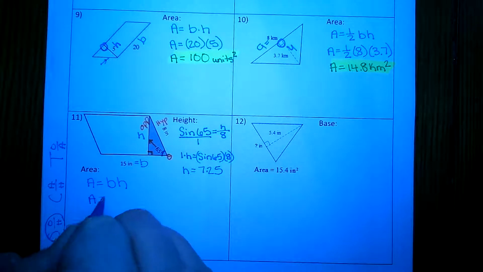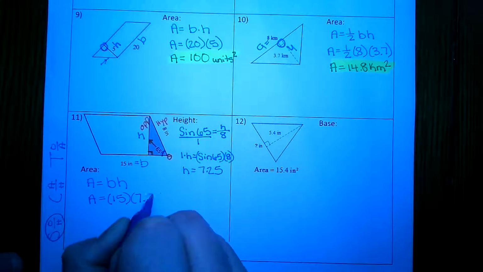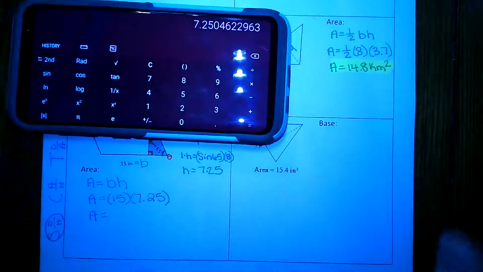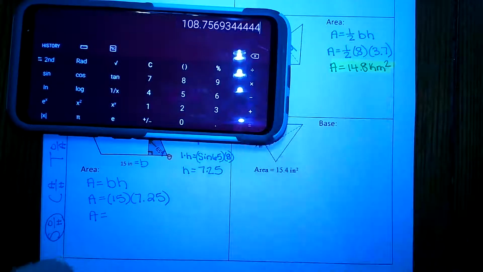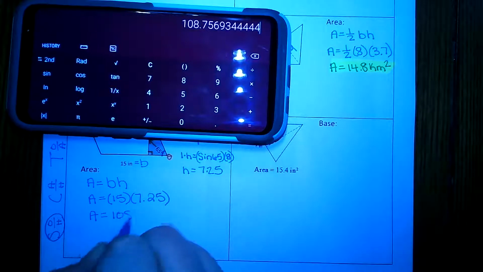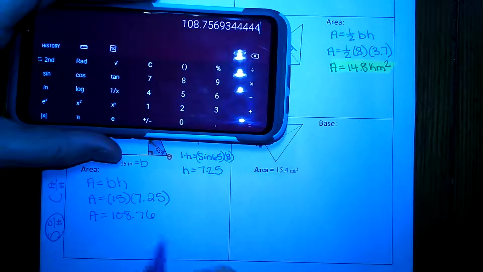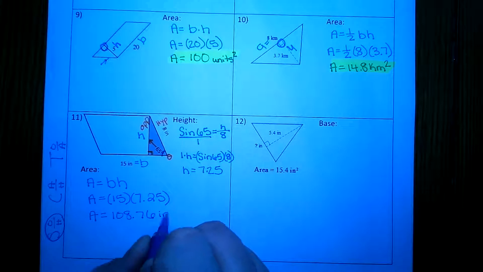So to find the area, I would need to put in 15 for the base value and 7.25 for the height value. And I can just finish this out on my calculator with a multiply. I'm getting 108.76 if I round to the hundredth. Everything here was measured in inches, so this is inches squared.